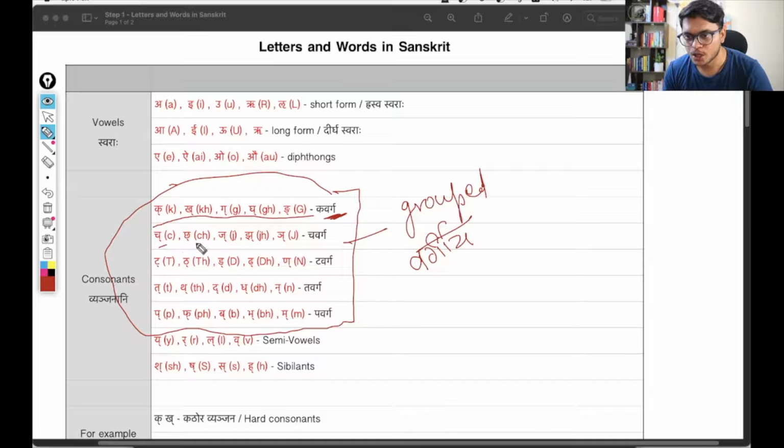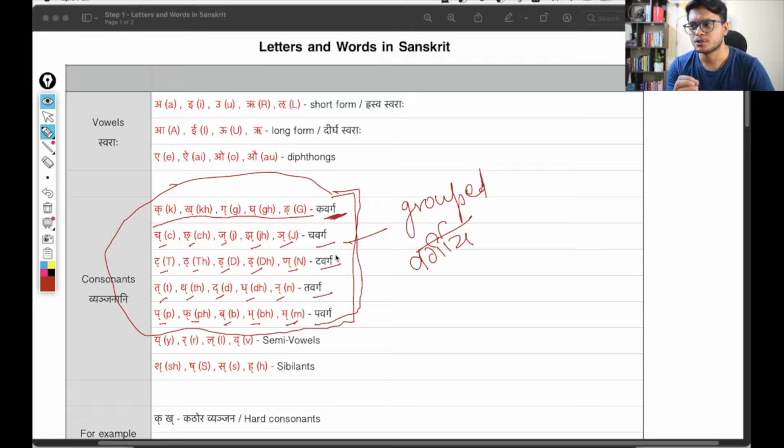Similarly, you have cha, chha, ja, jha, nya. They belong to cha varg, another group. Then you have ta, tha, da, dha, ra. It belongs to ta varg. Then you have ta, tha, da, dha, na. They belong to ta varg. And lastly, pa, pha, ba, bha, ma. It belongs to pa varg. So these five groups and the consonants which fall under these groups are known as grouped consonants.